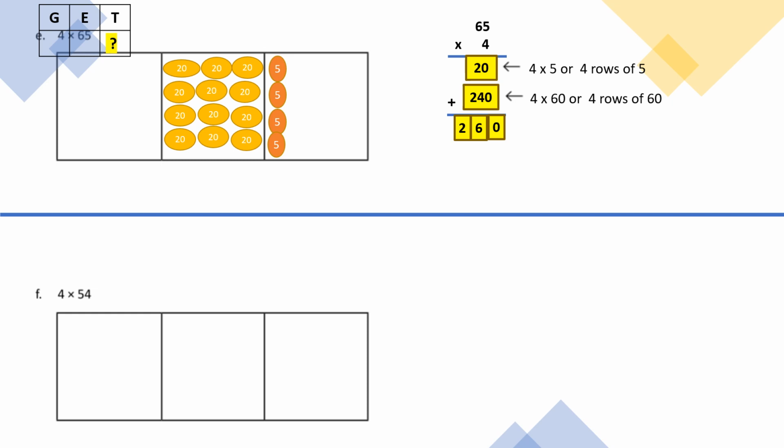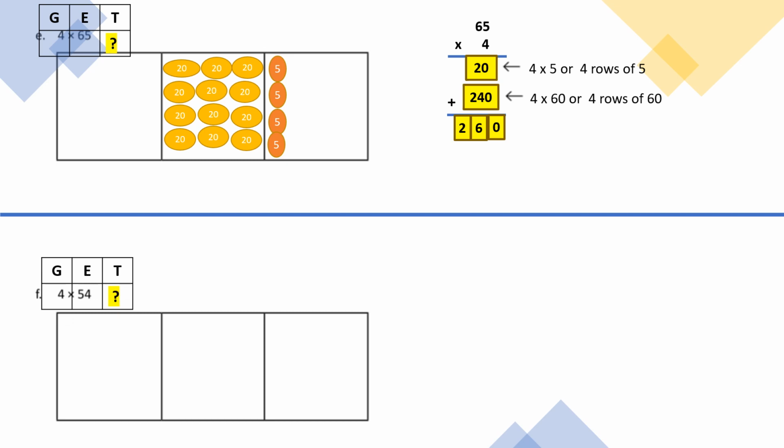Now, if you need to pause your video to check your work or just to make sure that you have everything written on your paper, go ahead and do so now. Let's go ahead and move on to letter F. The equation for letter F is 4 times 54.